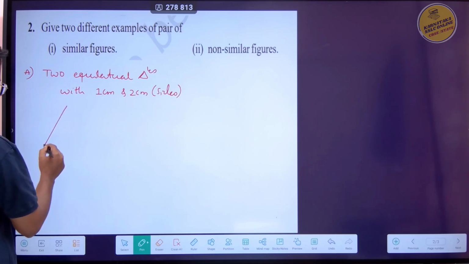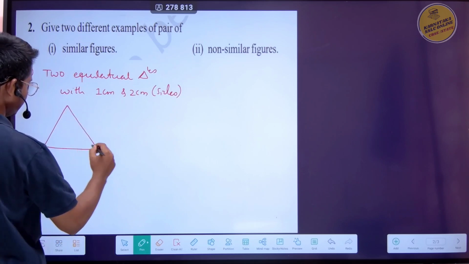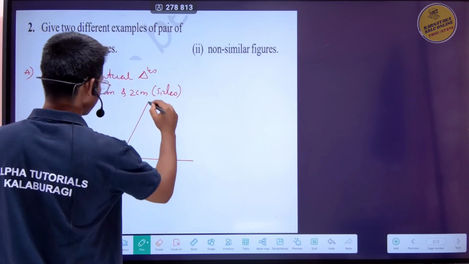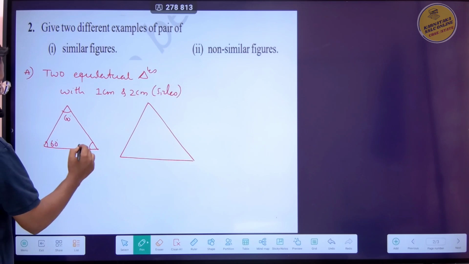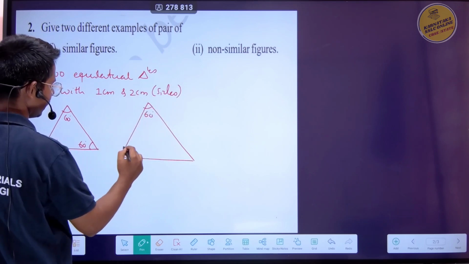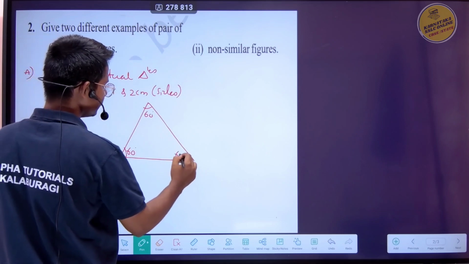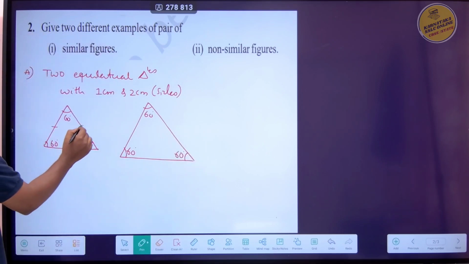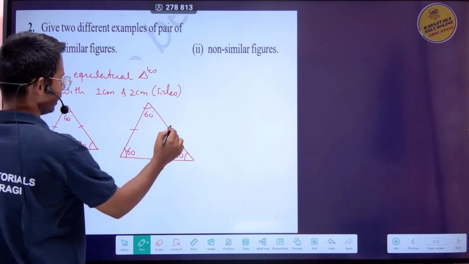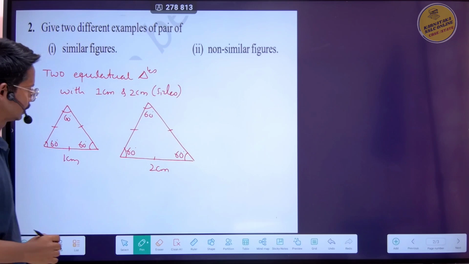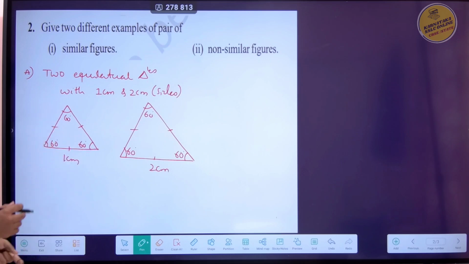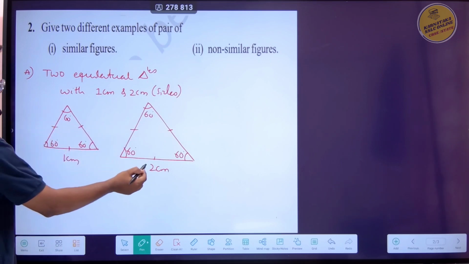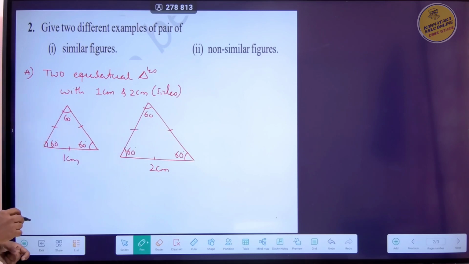So this is one equilateral triangle and this is one more equilateral triangle. Each angle in an equilateral triangle is 60 degrees, and in the other equilateral triangle it is also 60 degrees. The first triangle has a side of 1 centimeter and the other has a side of 2 centimeter. So they have the same shape but different size, and if you take the ratio of the corresponding sides, it is 1 by 2, 1 by 2 and 1 by 2. So they are called similar figures with respect to triangles.